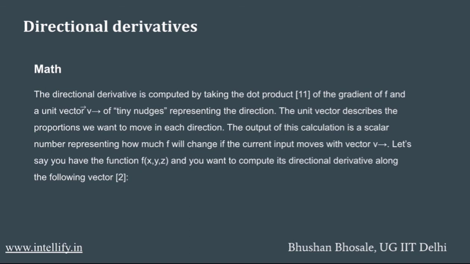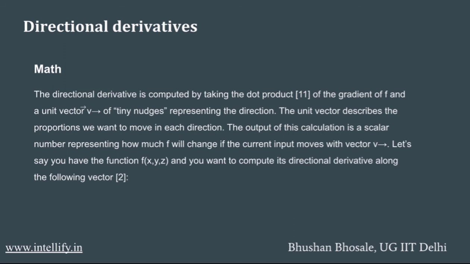You need to know some vector concepts to understand this clearly. The directional derivative is computed by taking the dot product of the gradient of f and a unit vector v, a vector of tiny nudges representing the direction. The unit vector describes the proportions we want to move in each direction. The output of this calculation is a scalar number representing how much f will change if the current input moves with vector v.